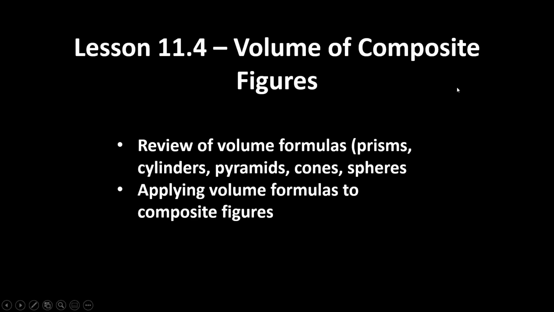All right, geometry, we are wrapping up our unit on volume with a lesson about volume of composite figures. Composite figures are figures made up of multiple basic figures. So in our case, it could be made up of a cylinder and a cone, or a rectangular prism and a pyramid. So we are going to take those composite figures and apply the volume formulas we know to find the volume of the total figure.